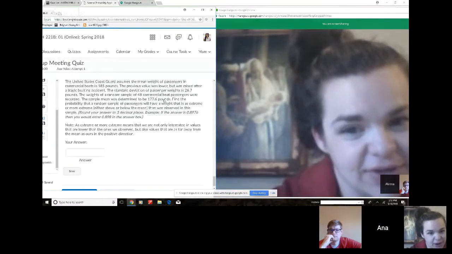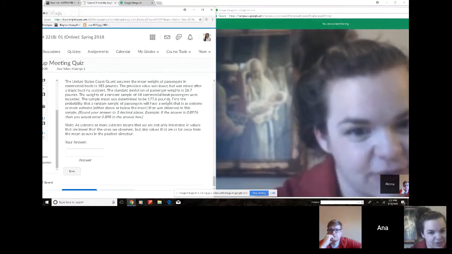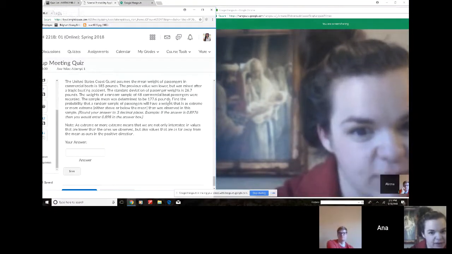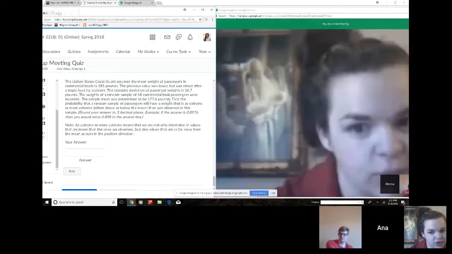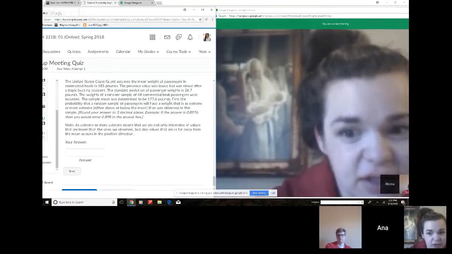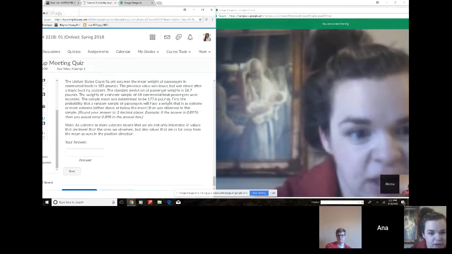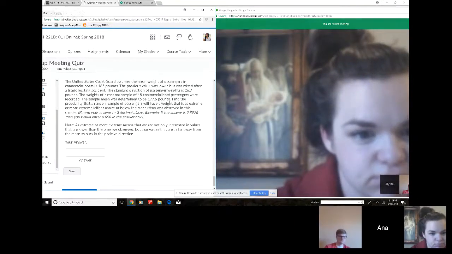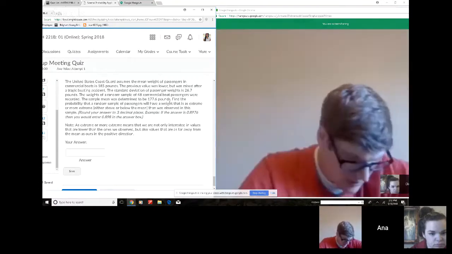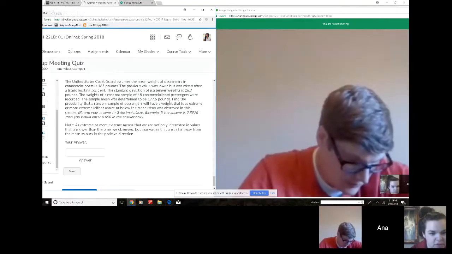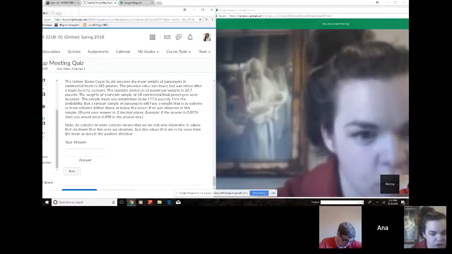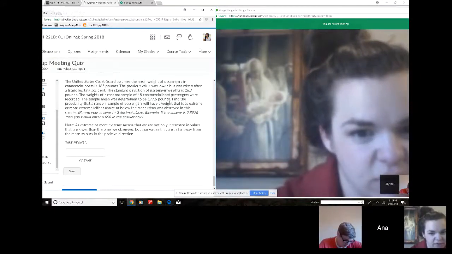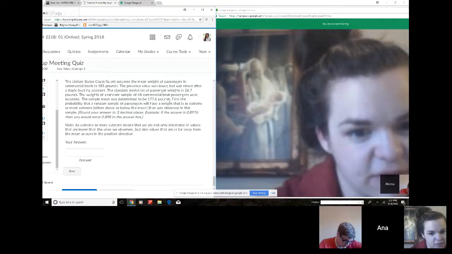177.6 pounds. Find the probability that a random sample of passengers will have a weight as extreme or more extreme, so either above or below the mean, than was observed in the sample. And then that little note says, as extreme or more extreme means that we are not only interested in values that are lower than the ones that we observe, but also values that are as far away from the mean as ours in the positive direction.